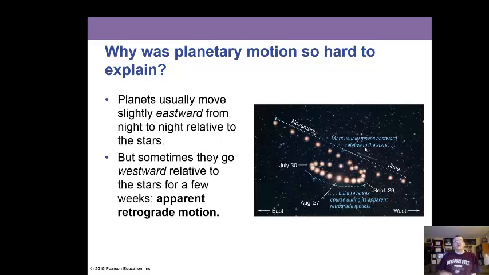Now, early on, we're talking thousands of years ago, planets usually move slightly eastward from night to night relative to the stars, but sometimes they do go westward or backwards in their motion, and Mars does this often. And this is called apparent retrograde motion, a backwards motion. It's similar to having 2 cars on the highway, and you pass the car next to you, and it appears to be going backwards. It's the same thing. We're passing it in its orbit.